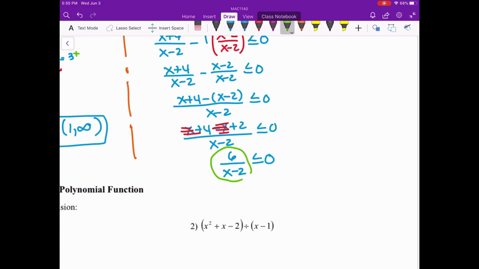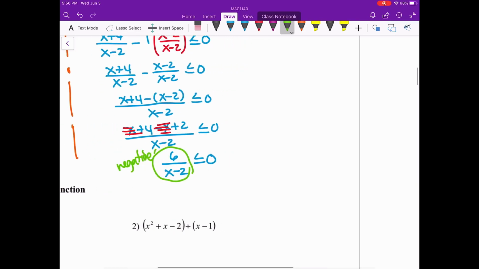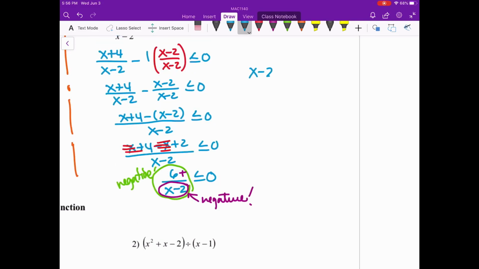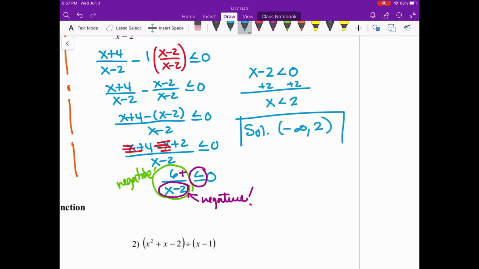Now this has to be negative. And as you can see, the only way this can be negative is if the denominator is negative. The numerator is already positive. It will be negative always if x minus 2 is less than 0. Notice that this inequality is less than or equal, but there's no way that this could be equal to 0. Even if x is equal to 2, you will end up with an undefined expression, so not inclusive.